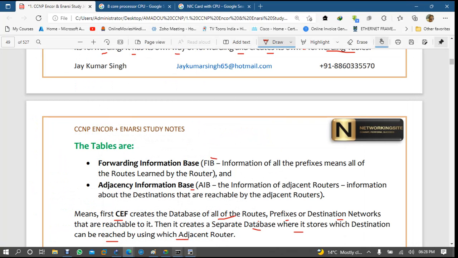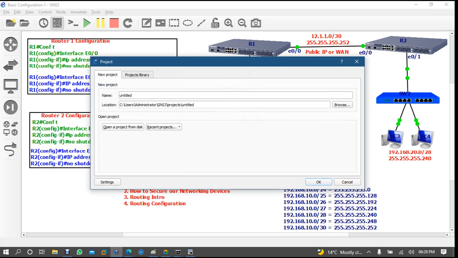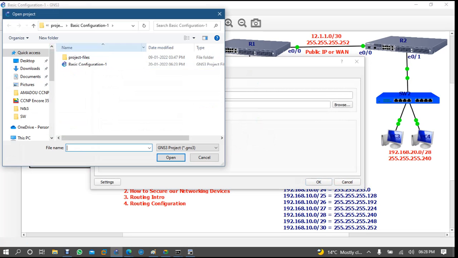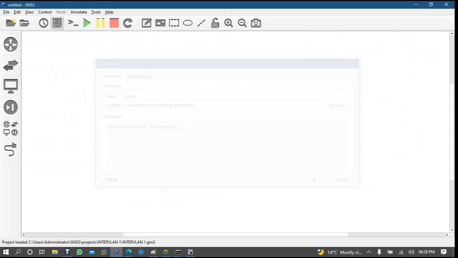We have a layer 3 switch? Let's try the console. Okay, it's not there, no problem. Yes, inter VLAN.